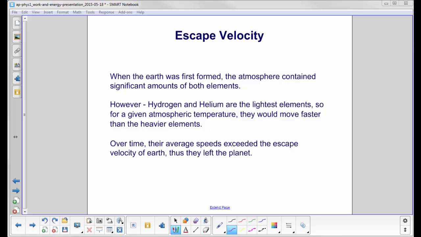When the Earth was first formed, hydrogen and helium had significant presence in the Earth's atmosphere. However, they are also the lightest elements. So for a given atmospheric temperature, they would move faster than the heavier elements. Over time, their average speeds exceeded the escape velocity of Earth, thus they left the planet.